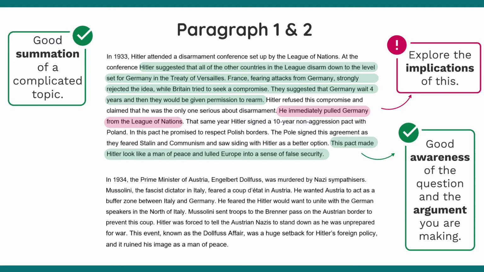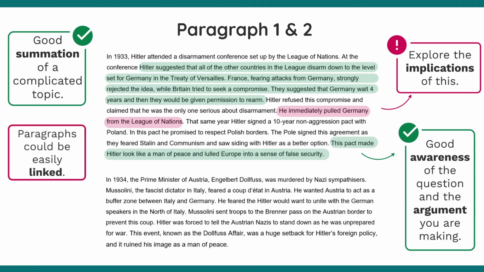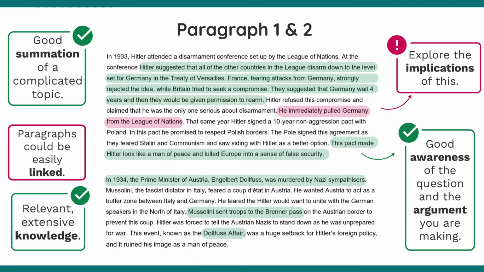And in this instance, the paragraphs could be really easily linked. For example, at the start of that second paragraph there, you could have the next main event in 1934, the Prime Minister, blah, blah, blah. You could have a really simple little linking phrase there. Find your own language and your own way to do it, but do try to use those linking phrases a little bit more. In saying that, there is extremely relevant and extensive knowledge displayed in this paragraph about that Dollfuss affair.